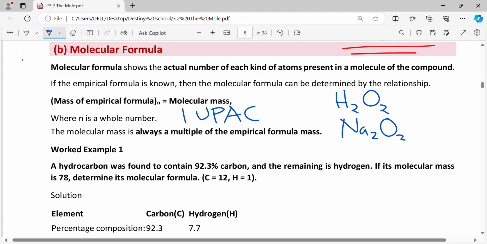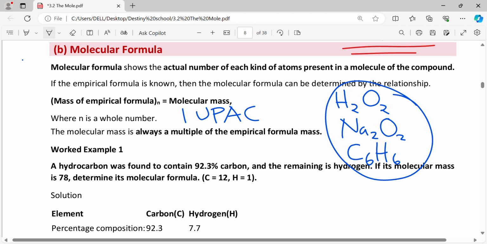Then there's also sodium peroxide. That is how it is also written. It means that in sodium peroxide we have 2 atoms of sodium and 2 atoms of oxygen. We also do not divide them. There's something called benzene. Benzene is written as C6H6. You also do not divide, because if you divide, you're going to find CH. So benzene is C6H6.